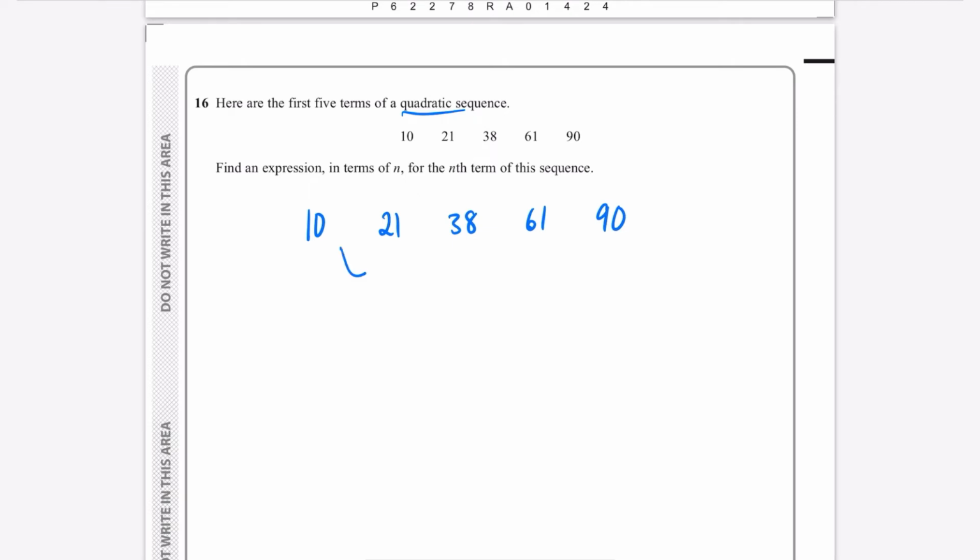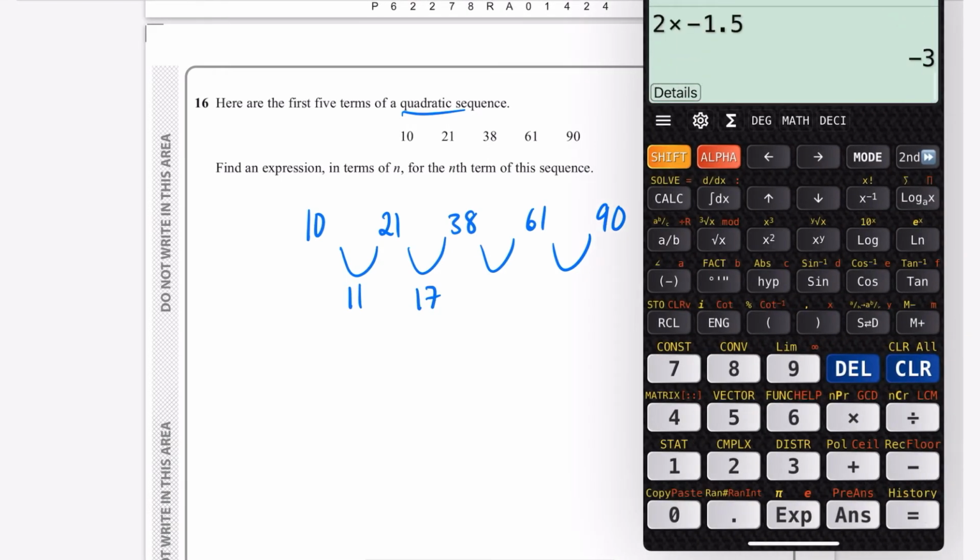But for a quadratic, you have to find out the first difference and the second difference. Clearly that's going up 11, that's then going up 17. I'm going to be lazy and check what this one is. So I'm going to do 61 take away 38, it's going up 23, and I'll do 90 take away 61, that's 29. Now you do the second difference as well. So that's going up 6, that's going up 6, and that's going up 6.